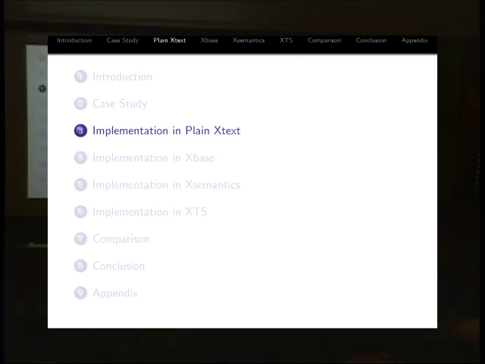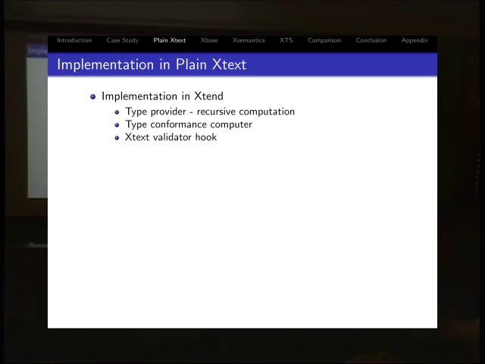In the plain Xtext approach, we have used an implementation using Java and Xtend to keep the code concise. It basically consists of two classes. One class is recursively computing the actual and expected type of language elements, and the other class answering questions whether one type is assignable to another type. And these two classes are called from the standard Xtext validator.